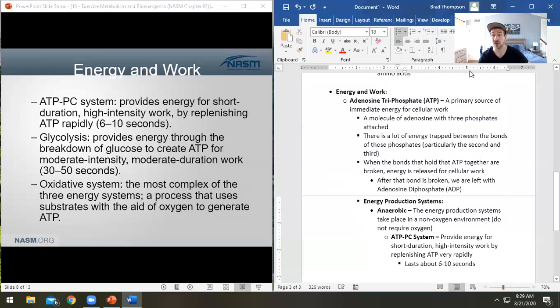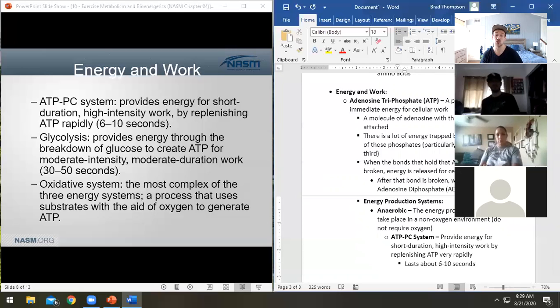So here's the thing. This is a super, super, super fast working system that produces lots of ATP very, very rapidly, but you can only do it for about 10 seconds. Unless you're incredible at it, maybe you can last a little longer. But this is not even necessarily a true energy production system.